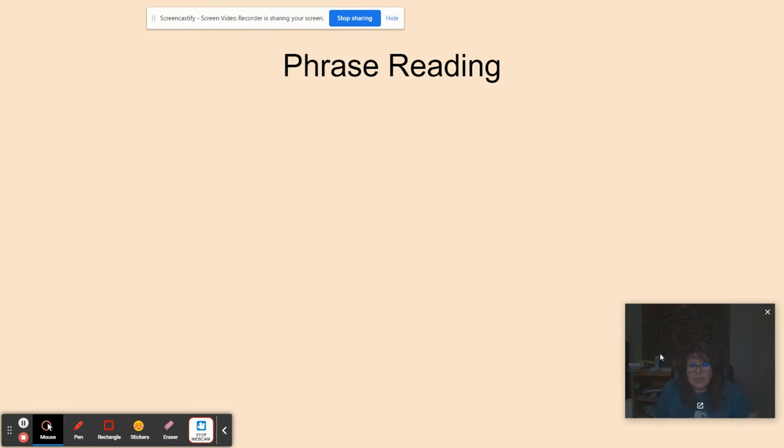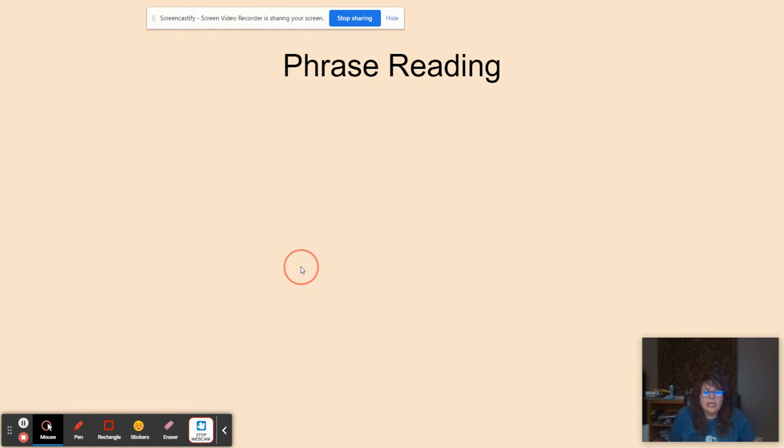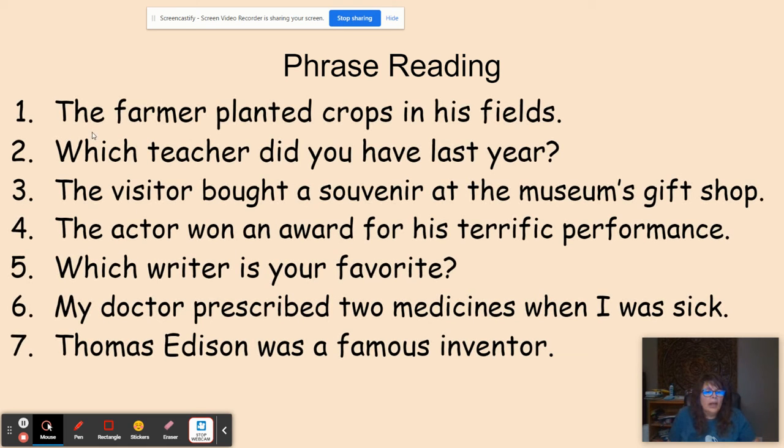Okay, first we're going to read our spelling words from day number 1 in sentences. The farmer planted crops in his fields. Farmer is your spelling word. One who farms is called a farmer. These are phrase readings, which is sentences.